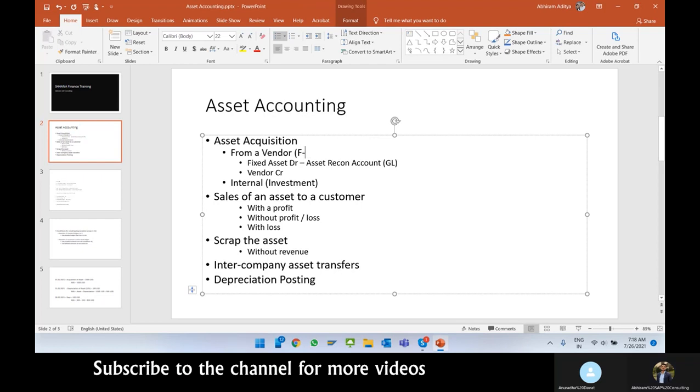F-90 is the transaction code where you will enter a transaction for asset acquisition from a vendor. It is similar to the vendor invoice that we have entered, but the only difference is that instead of debiting your expense account, here you will debit your asset account. So instead of FB60, you are going to use F-90. Now, the second thing is sale of an asset to a customer. This is performed in a transaction called F-90.